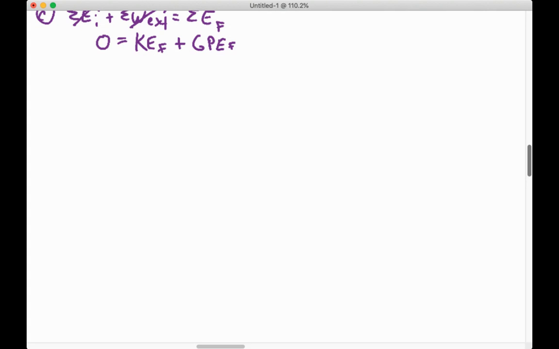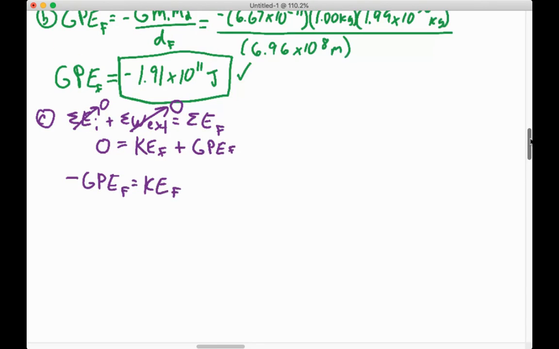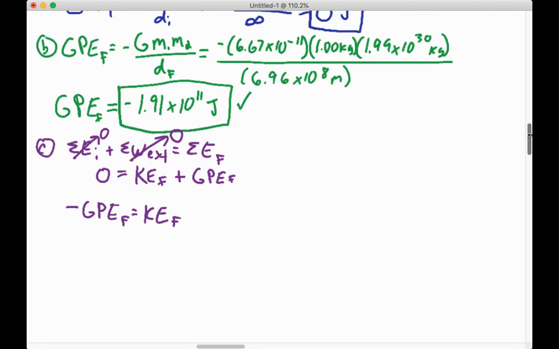The thing we're trying to solve for is kinetic energy. So let's subtract GPE from both sides. So minus GPE final is equal to kinetic energy final. And we already know GPE final. That's the number we got for part B.